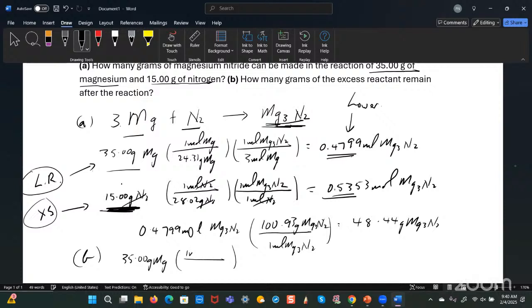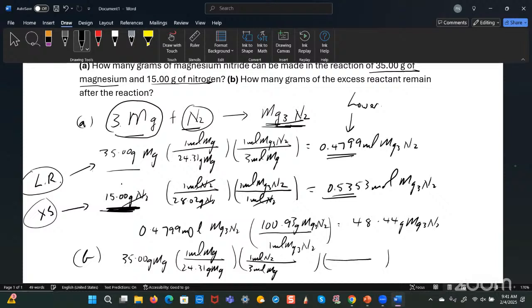So I'm going to multiply by 1 mole of magnesium divided by the molar mass, which is 24.31 grams of magnesium. And then the next conversion factor is where we look at the mole ratio between the magnesium and the nitrogen. And that mole ratio is 1 mole of nitrogen, which I'm going to put up here, divided by 3 moles of magnesium. All right. And then the last step in this series is where I convert the moles of nitrogen to grams of nitrogen, which is multiply that by 28.02 grams.